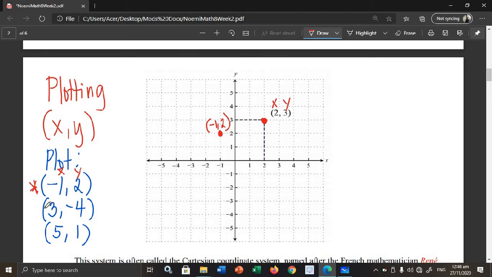Tapos na nun. And then, the second one, when we plot 3 and negative 4, so yung x natin is positive. So, dun tayo sa kanan, to the right. So, andito ka, positive yung x-coordinate mo. Yung y mo ay negative 4. So, negative yung y mo, therefore, ang movement mo ay pababa. 4 units below kasi negative. So, 1, 2, 3, 4. So, ang plot ng ordered pair mo, andito siya. 3, negative 4.